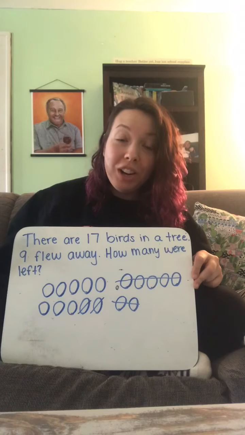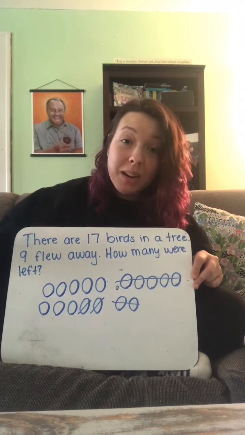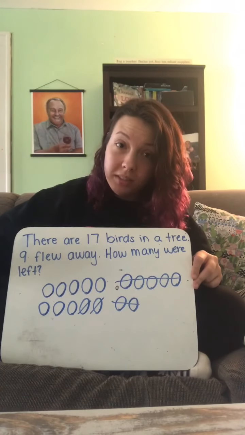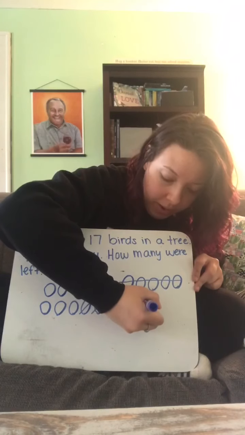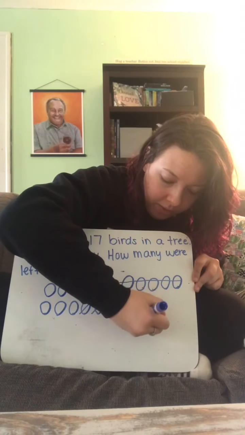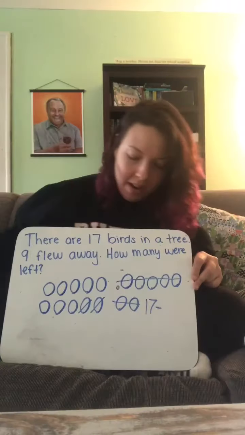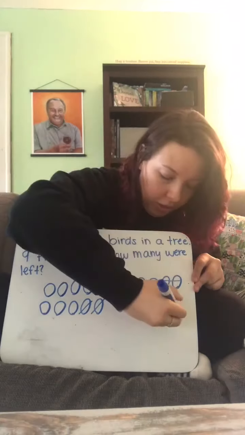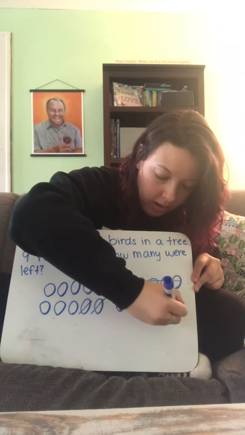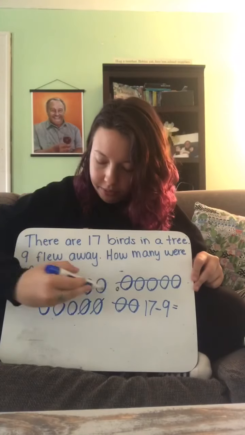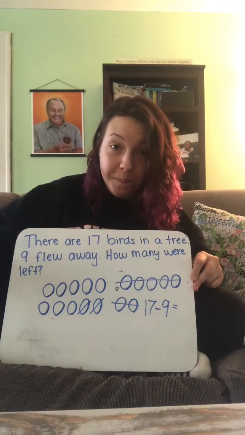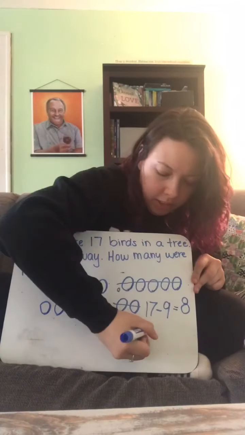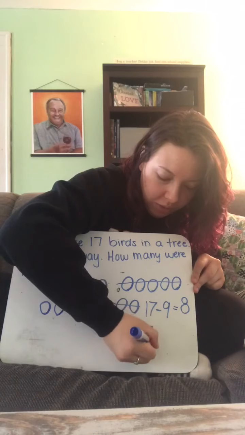And now we need to work on our fact family. So let's start by writing a number sentence that matches our picture. What was our total? 17. Good. Remember that your total always goes in front of that minus sign for subtraction. Minus, how many did we cross out? Good. 9. And how many were left over? 8. Nice job.